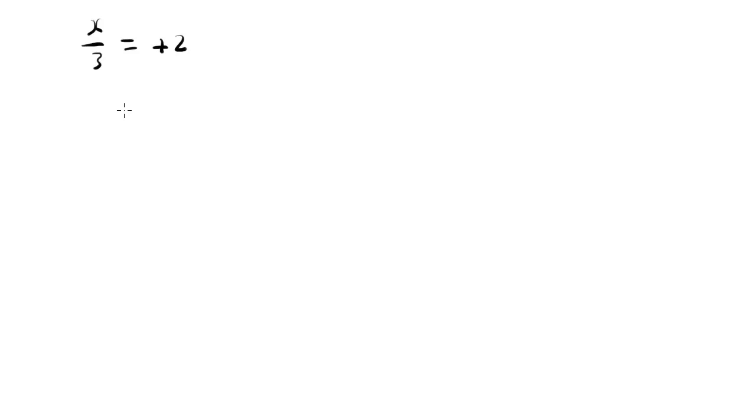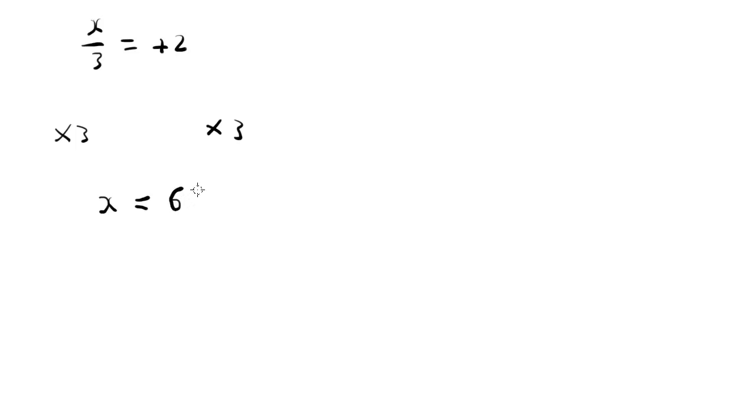So let's undo this division. We undo dividing by 3 by multiplying by 3. So multiplying by 3 on the left-hand side means that division by 3 disappears, and on the right-hand side we have to multiply by 3, and we get 2 times 3 equals 6. So we've solved our equation.